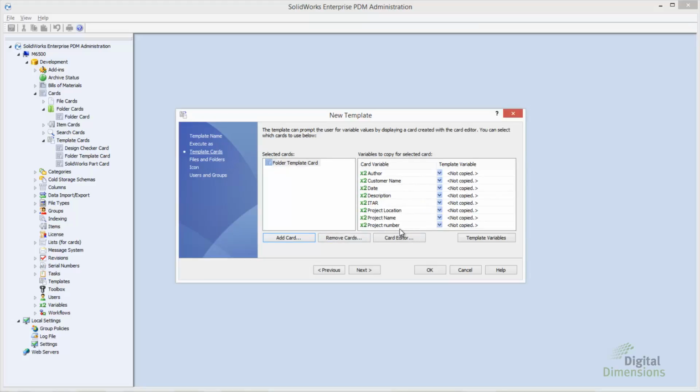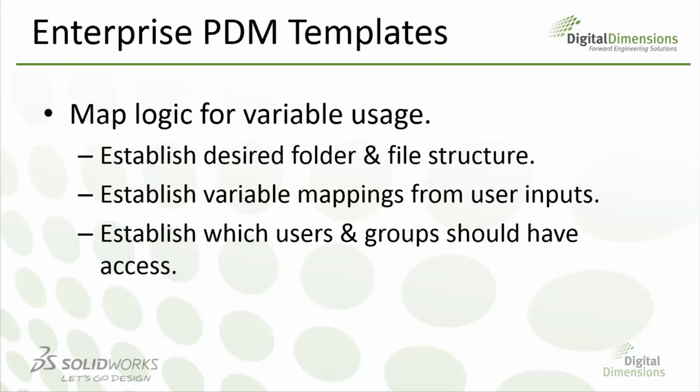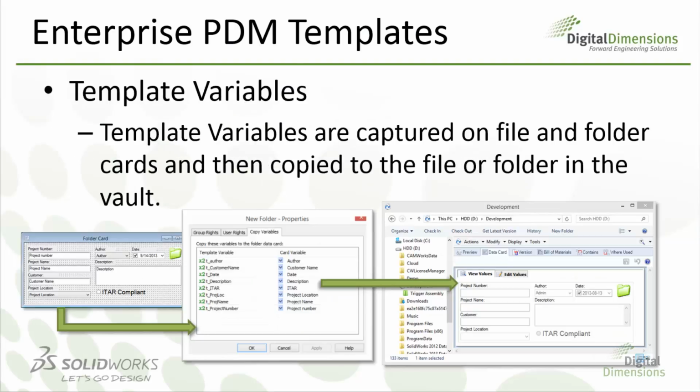The column immediately to the right are the template variables. The template variables are basically the runtime variables that will capture the user's input and then push them from the template variable into the card variable. And then from the card variable, as the file or the folder gets written into the vault, that information will be placed into that file automatically for us, and then the template variable is purged. So a template variable is really just a runtime variable for use with the enterprise PDM templates.